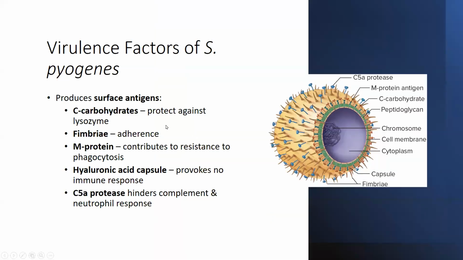What can it do to us? These are some of its virulence factors. It has multiple different surface antigens. Some important ones are listed here. It can protect itself against lysozymes, so it can protect itself against some phagocytosis. Fimbriae can adhere to things. That's why it's really good at sticking to our tonsils, right? It can adhere and actually create this exudate that you can see in a strep infection. Another protein can prevent phagocytosis. By having a capsule, it can provoke no immune response, so it has to get opsonized to be able to be phagocytosed. And it can also inhibit some of our innate immunity via complement and neutrophils. So it's really good at creating an infection, essentially.